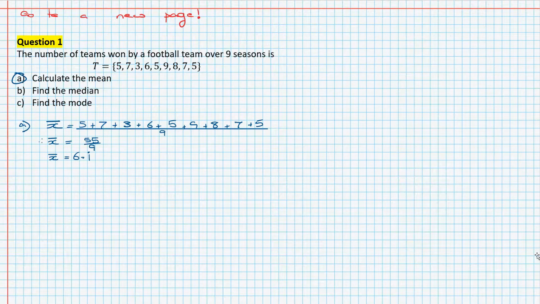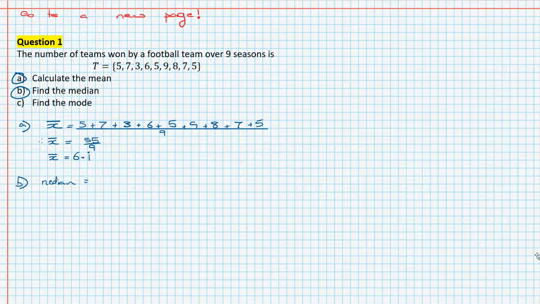Okay, so let's have a look at the example. When we're looking at the number of games won by a football team over 9 seasons, we're trying to find the median now. So we'll go median. And the median itself, we're going to go 5, 7, 3, 6, 5, 9, 8, 7, 5.